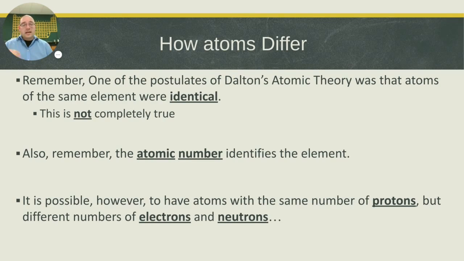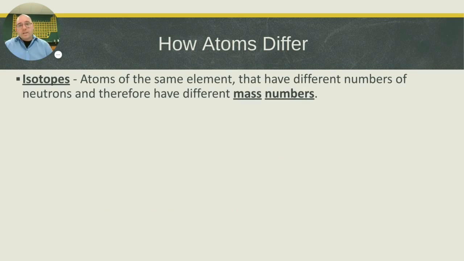Sorry, I misspoke. Atoms of the same element can have different numbers of neutrons and different numbers of electrons. And we call these isotopes. Isotopes are atoms of the same element that have different numbers of neutrons, and therefore they have different mass numbers.